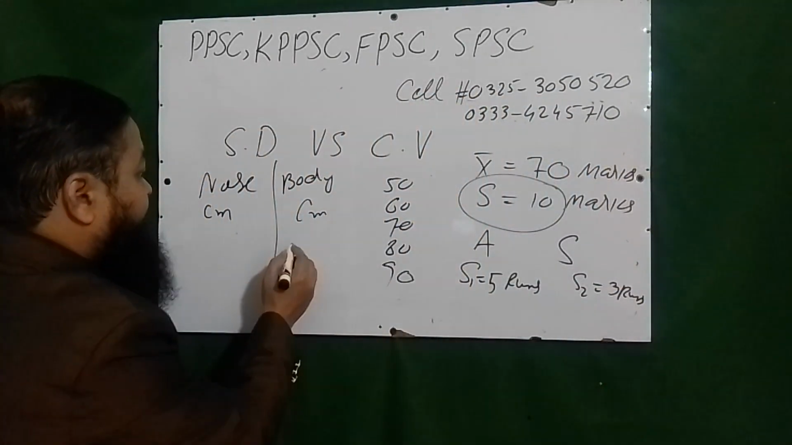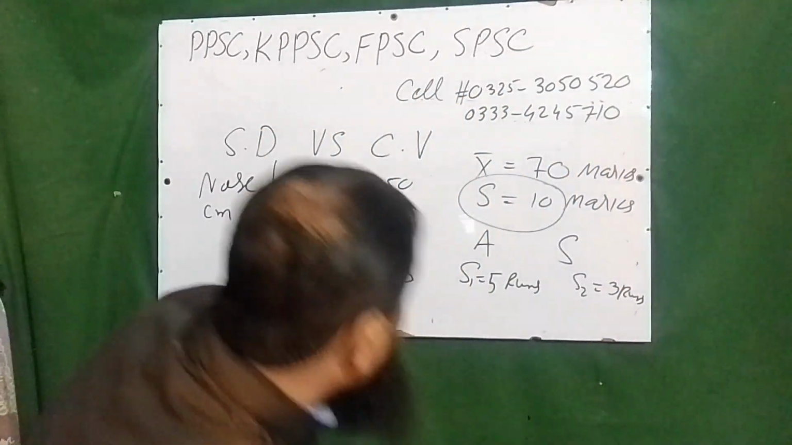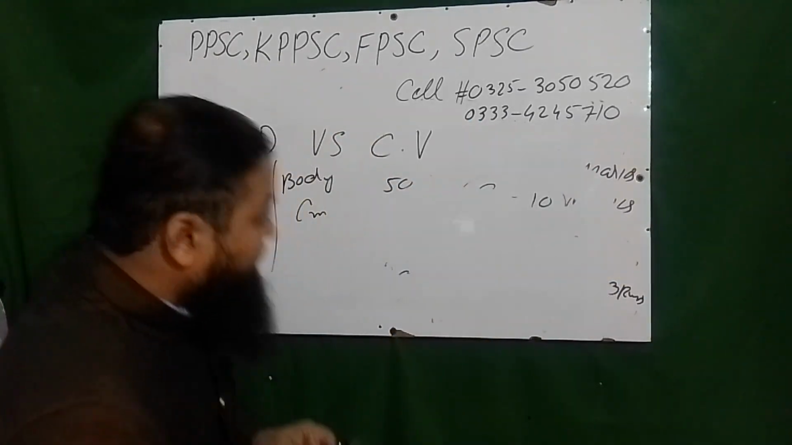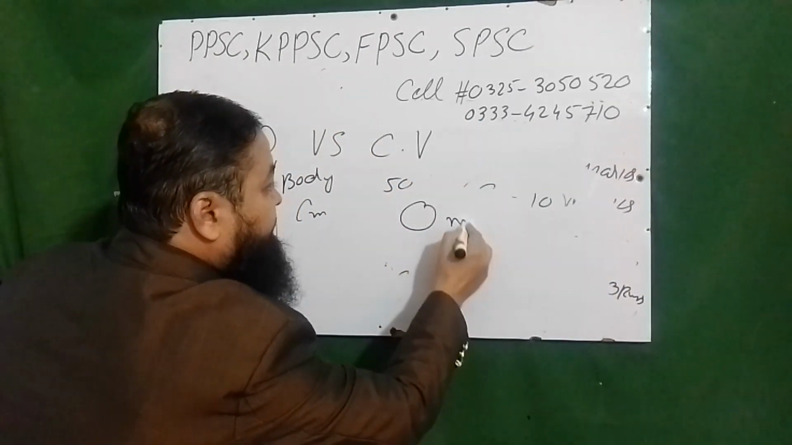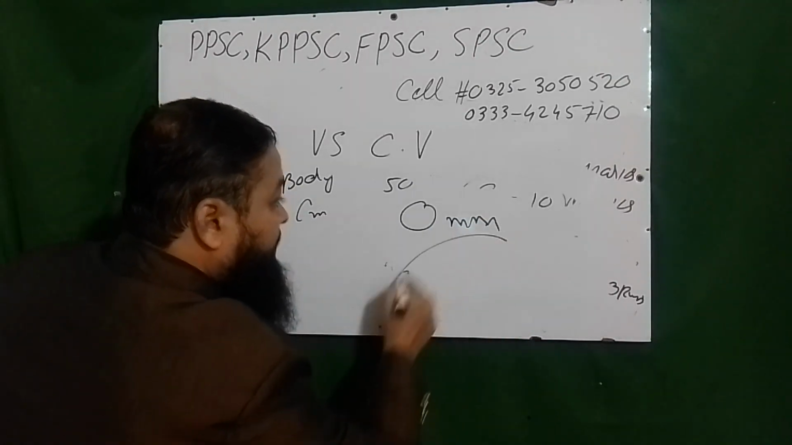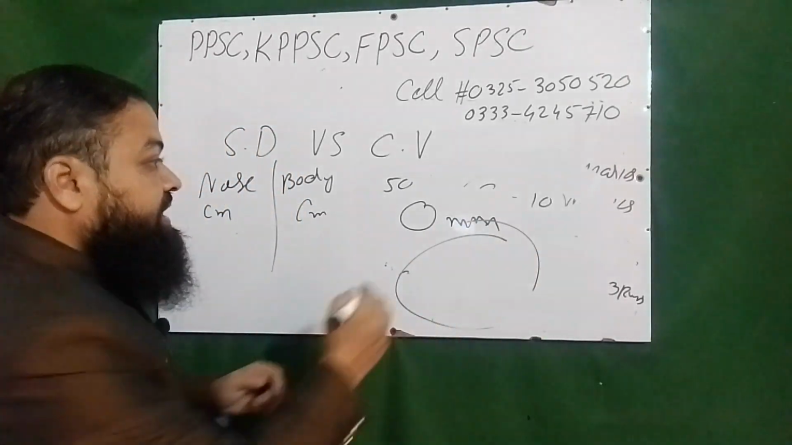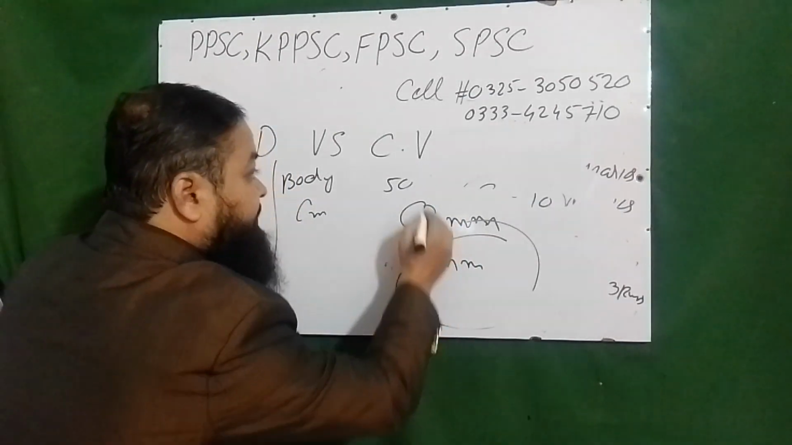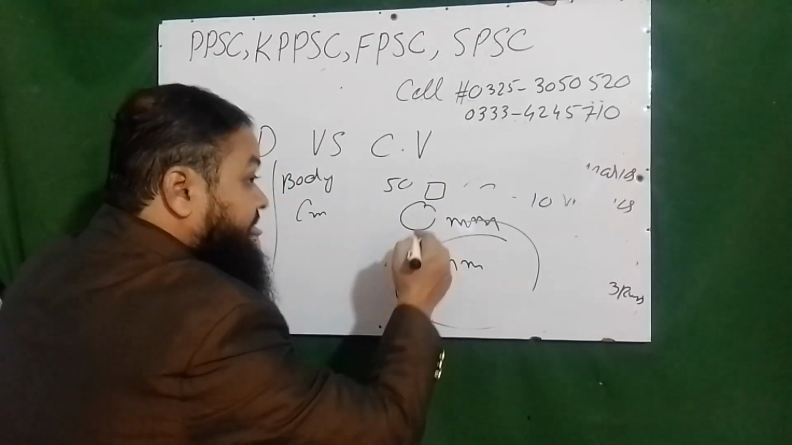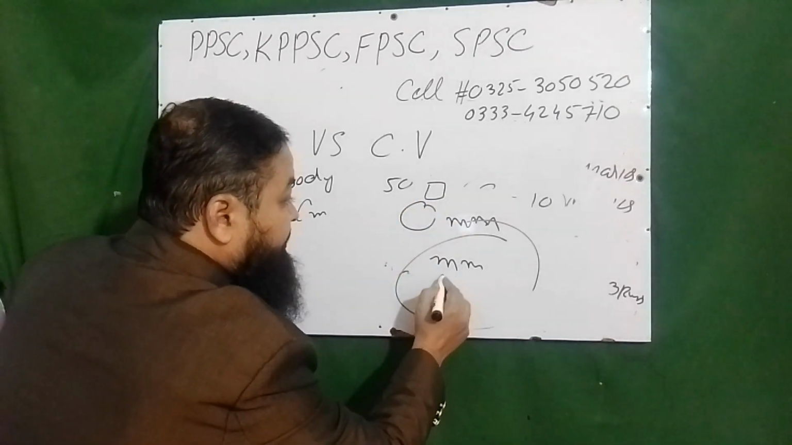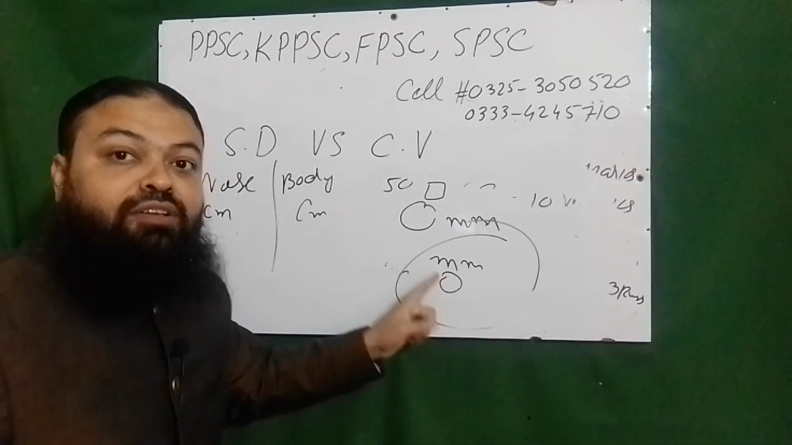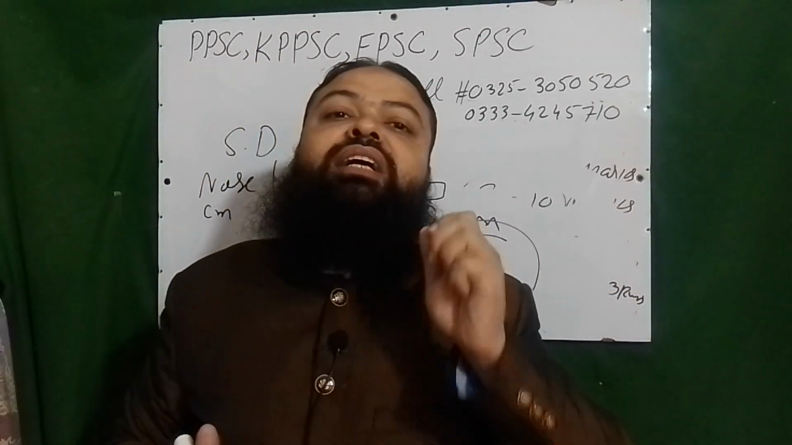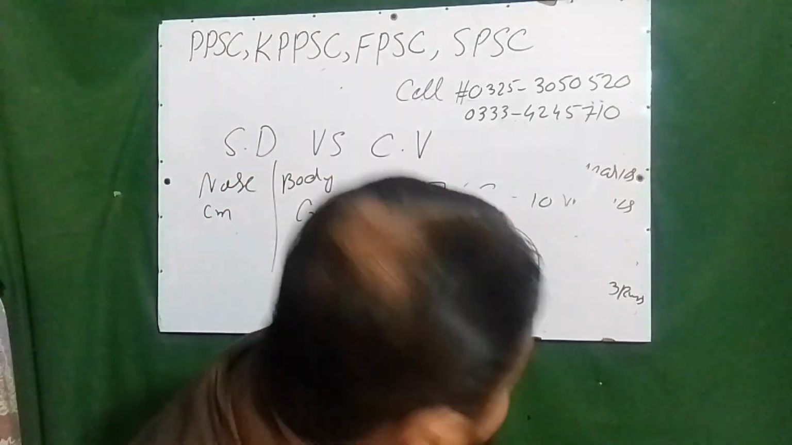Another example: you have the diameter of bolts in millimeters, and you have, for example, a tire, a wheel of the car, also in millimeters. Now a small difference in this can have more significance than the difference of these millimeters of the wheels. So you cannot compare these two. Now you will have to take the help of the coefficient of variation.